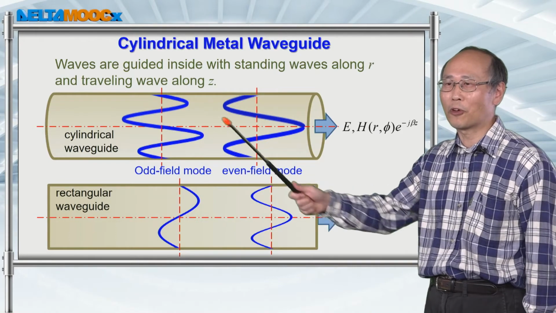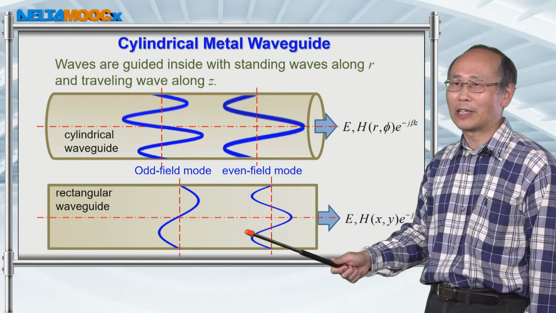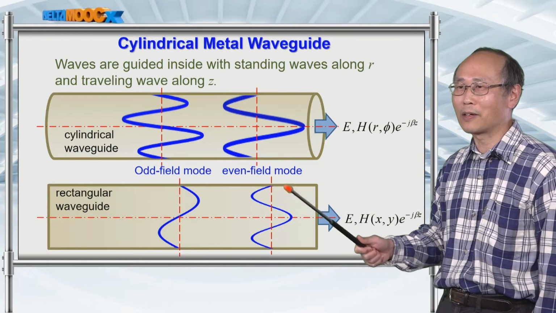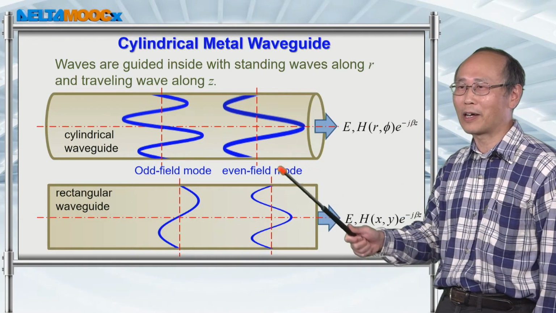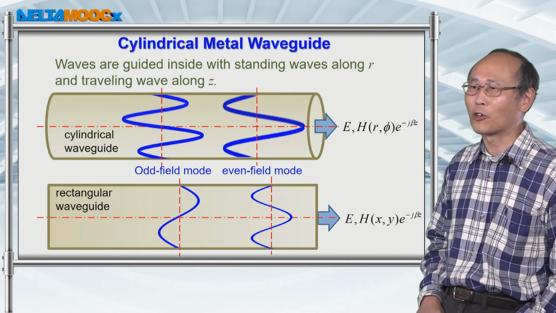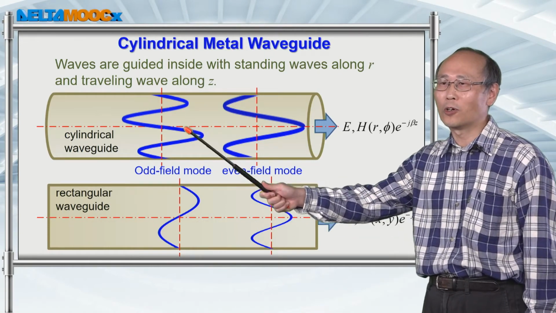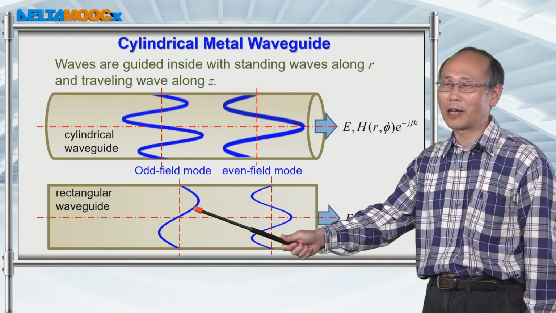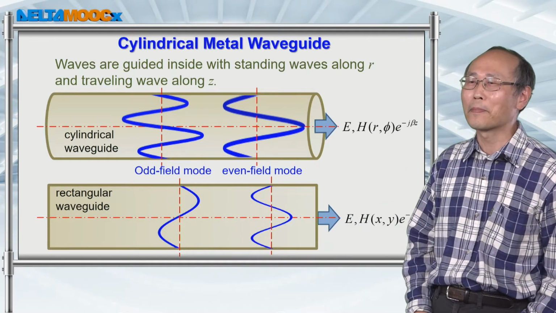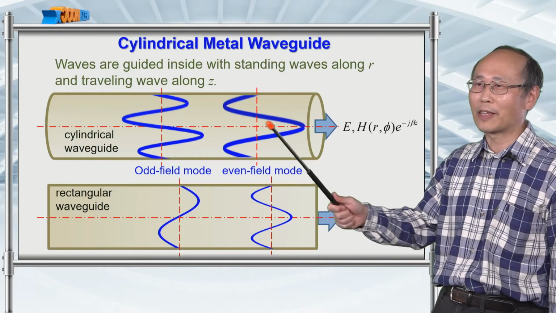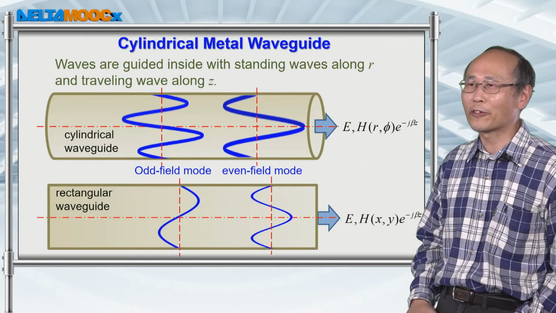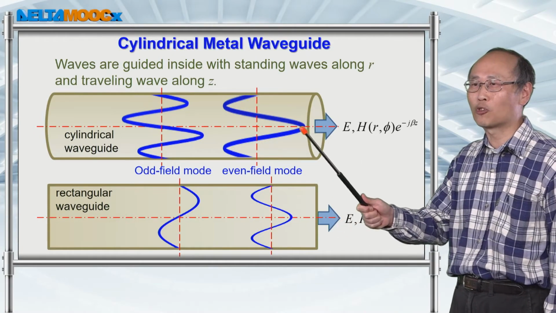And you can compare this field pattern with the field patterns inside a rectangular waveguide. And you see that this even mode is comparable to a cosine-like field pattern inside this rectangular waveguide. For the odd mode, the field pattern is going to be comparable to the sine-like field pattern inside this rectangular waveguide. But you have to pay attention to that on the axis for a cylindrical waveguide, the field is going to be stronger on the axis.